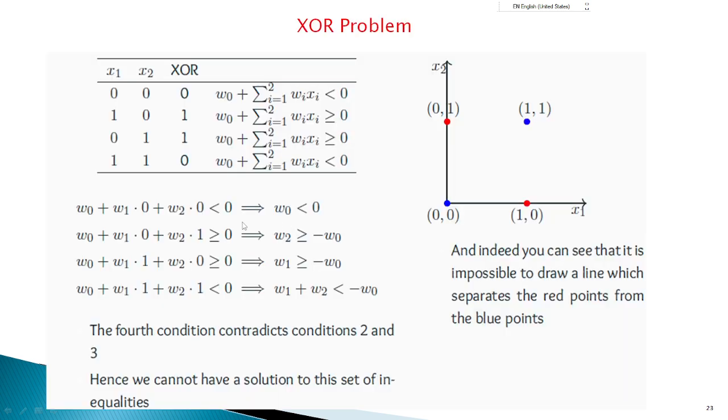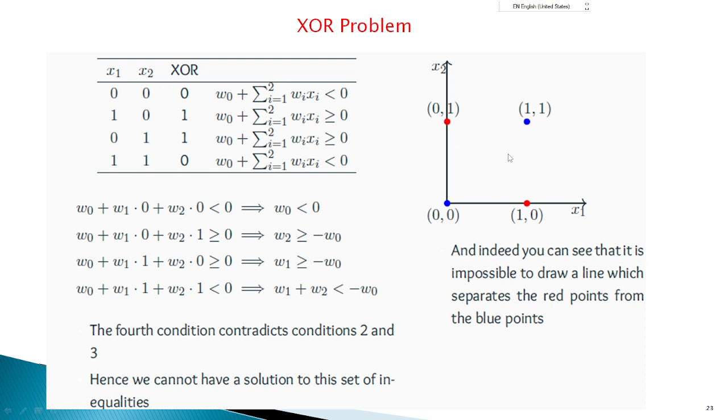Okay. Now the XOR problem. The XOR truth table is 0 0 gives 0, 0 1 gives 1, 1 0 gives 1, 1 1 gives 0. For the perceptron, this will be less than 0 because the output is 0, greater than or equal to 0 because the output is 1, greater than or equal to 0 because the output is 1, and less than 0 because the output is 0. You have W2 greater than minus W1 greater than W2. Now the fourth condition contradicts the second and the third. So there is no way we can find a solution for this set of inequalities.